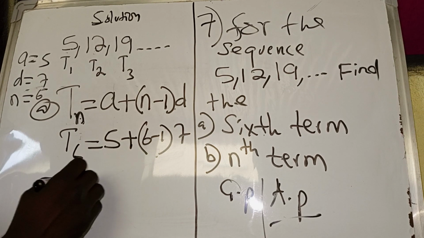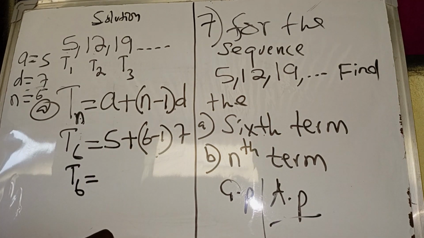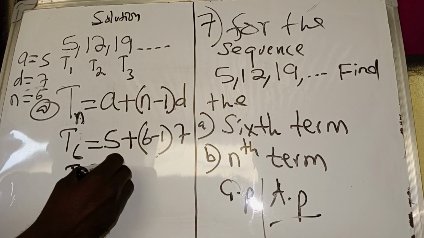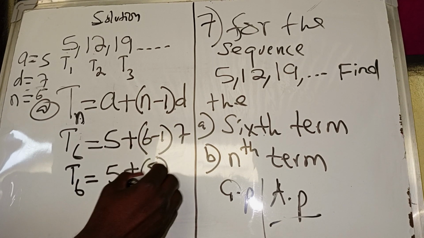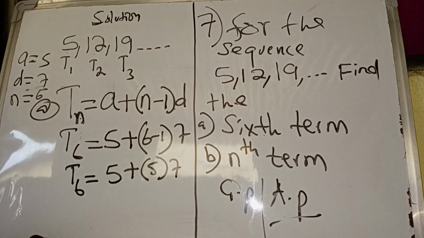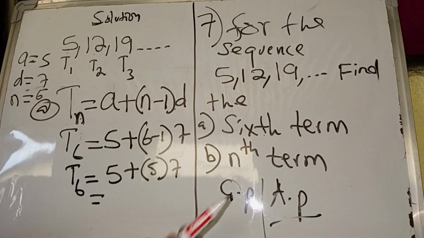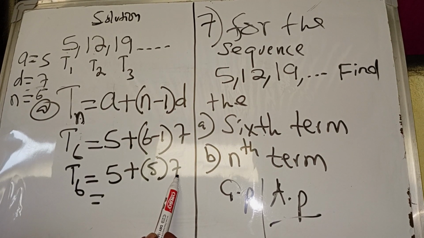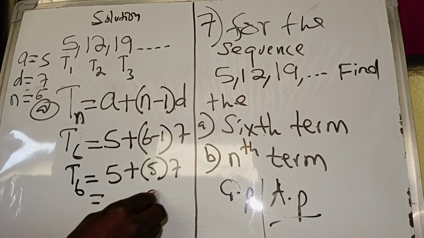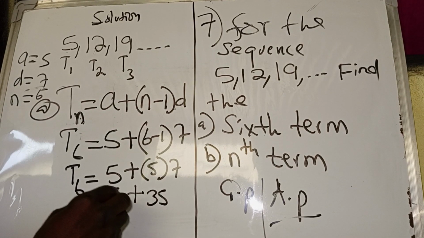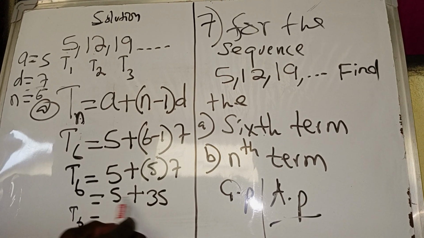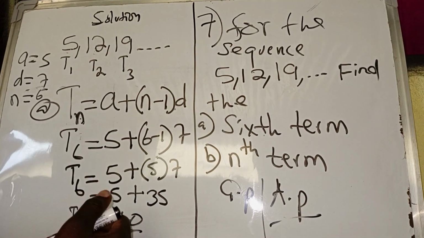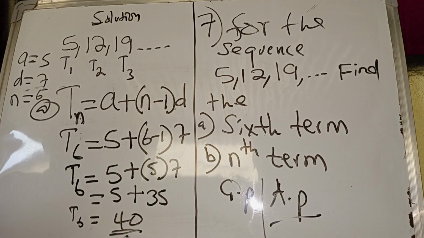As you can see, these are 3 marks in exam questions. So you have 5 plus open bracket 6 minus 1, which is 5, times 7. Now, how can you go about it? Remember, you follow BODMAS, you start with the brackets first. 7 times 5 is 35, plus 5. Let's add them to get T6. You have 40. This means that the term at position number 6 is 40.